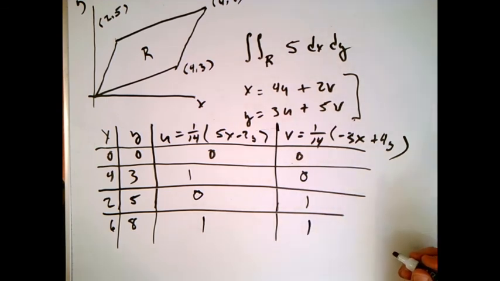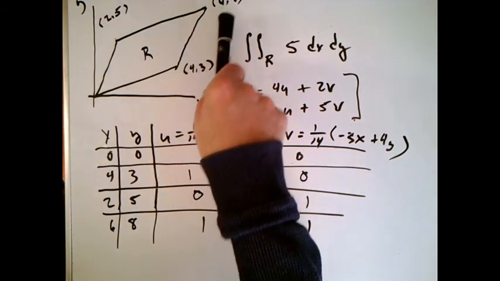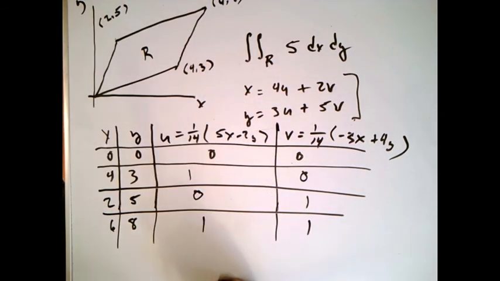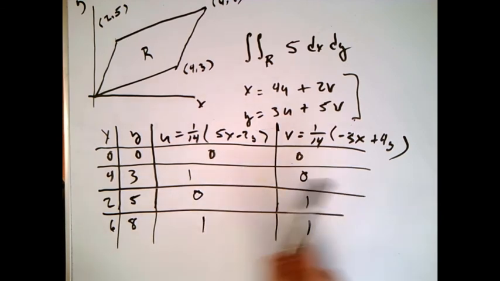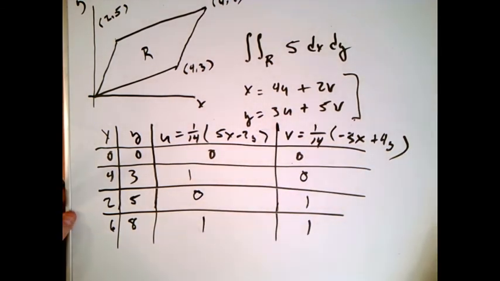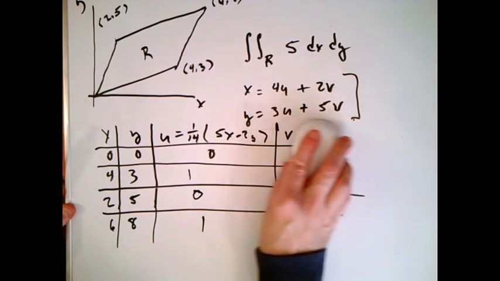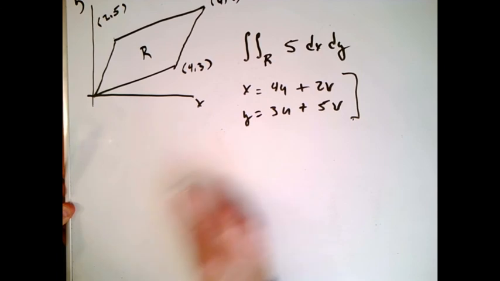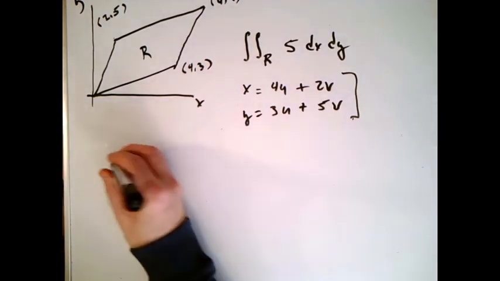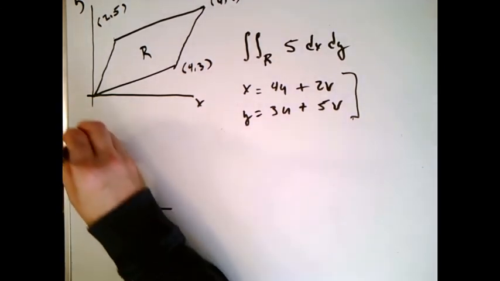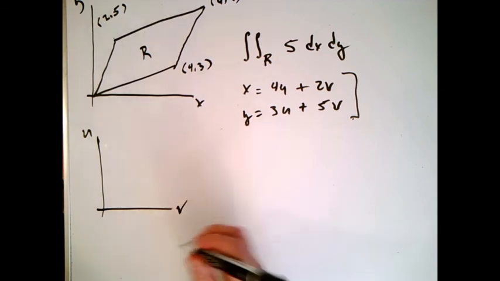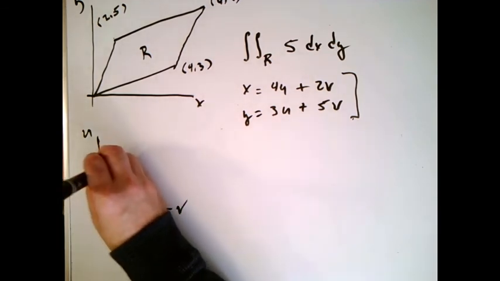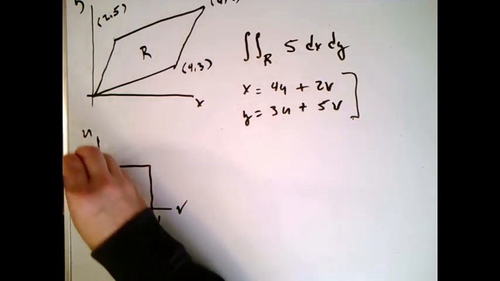And you can see that this transformation turned the 4 points 0, 0, 4, 3, 6, 8, 2, 5 into the points in the UV plane 0, 0, 1, 0, 0, 1, 1, 0, 1, 1. That's a wonderful thing to have. I don't think I need this anymore because I want to draw the new region. This is going to have u's and v's in it instead of x's and y's. Much, much nicer region.